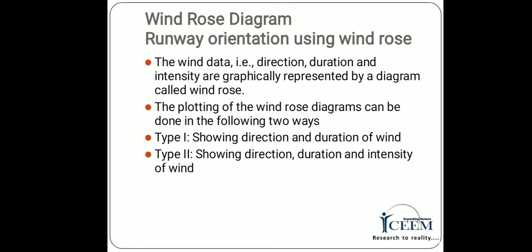Next point is the wind rose diagram. Runway orientation using wind rose. The wind data, that is direction, duration and intensity, are graphically represented by a diagram called the wind rose diagram. The plotting of the wind rose diagram can be done in two ways. The first type shows direction and duration of wind, and the second type shows direction, duration and intensity of wind also.